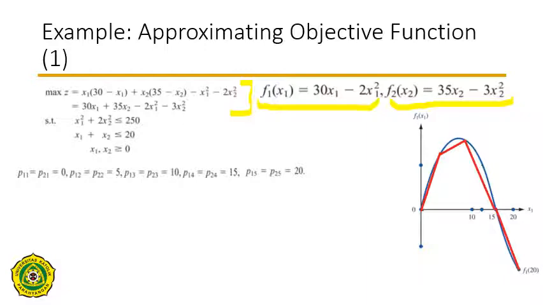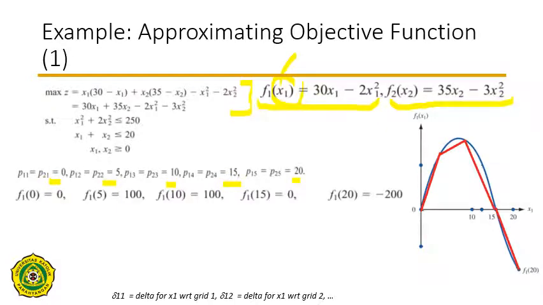So previously, our function is defined with respect to x1. Now what we're going to do is define the function f1 with respect to each of these grid points. So this is what we're going to do. We compute f1 at the point 0. We compute f1 at point 5. We compute f1 at point 10. We compute f1 at point 15.